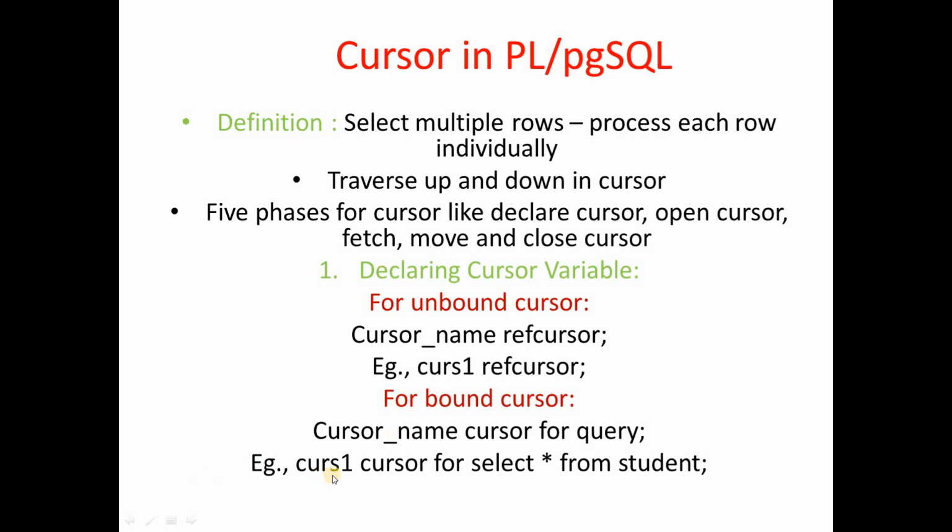And here is the example: we can declare a variable cursor one of type cursor. That means this is a bound cursor, and if it is a bound cursor, then we compulsorily have to bind a SQL query. So we use the for keyword, and here is the SQL query, which is select star from student. We select all details of students, and the complete result set is stored in the single cursor one variable, which is a bound cursor type. Okay, I hope you understood how to declare a cursor variable.